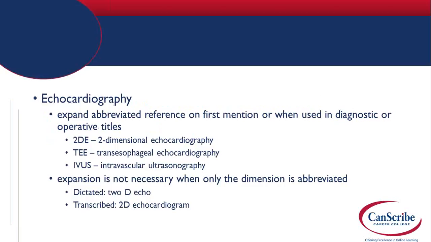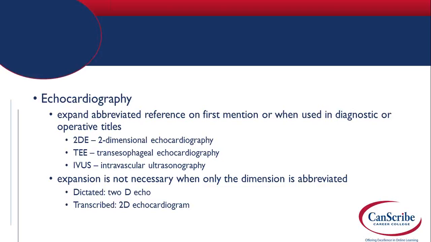Now, echocardiography is different than the electrocardiogram. One of the terms you'll hear is 2D echocardiography or two-dimensional echocardiography. Usually when it's first mentioned in a report, you want to expand it to two-dimensional echocardiogram or echocardiography, whichever word they use. And definitely if it's being used in operative titles, you want to expand it. Otherwise, you can just type it as 2DE, which is two-dimensional echocardiography.